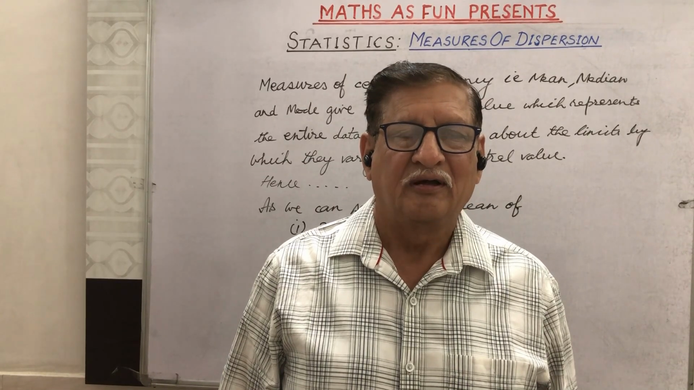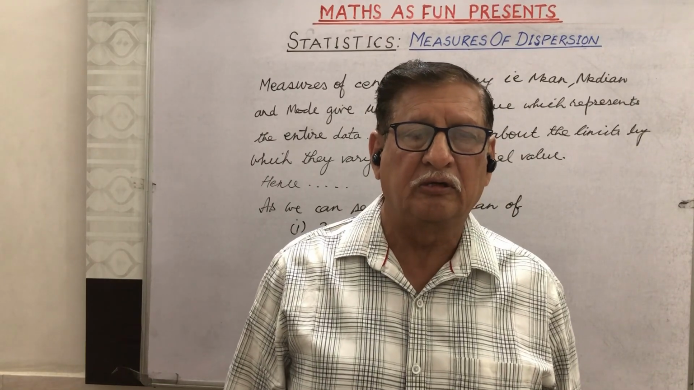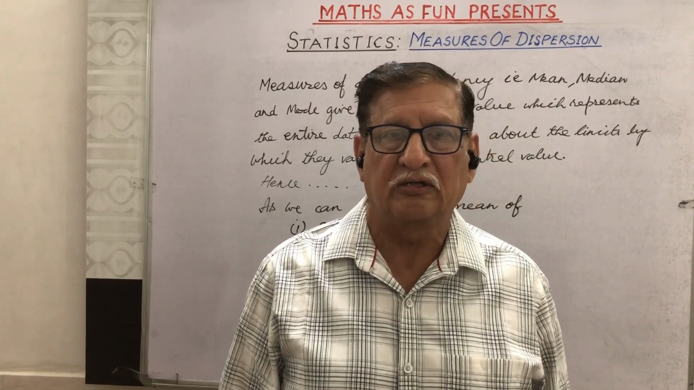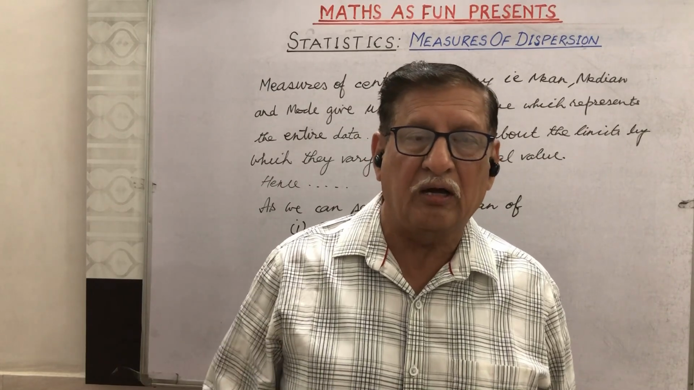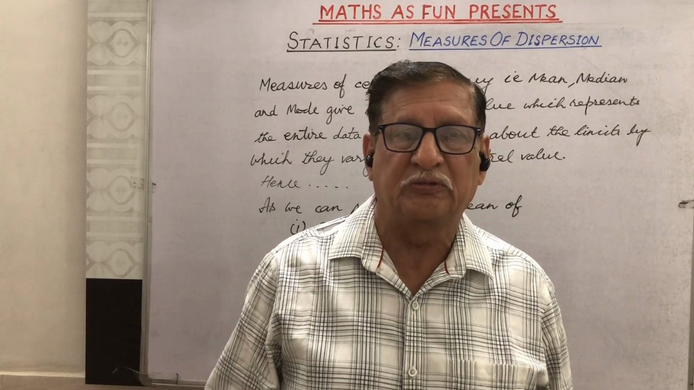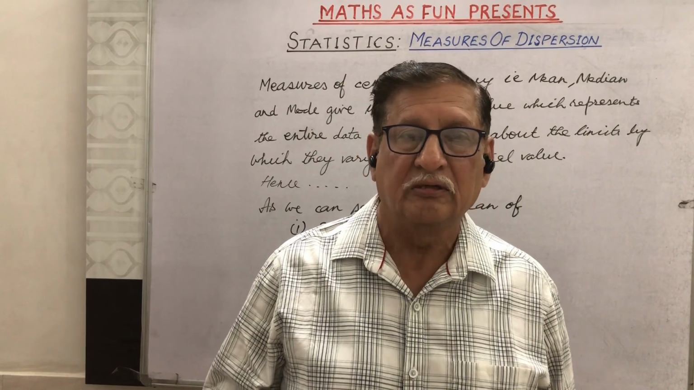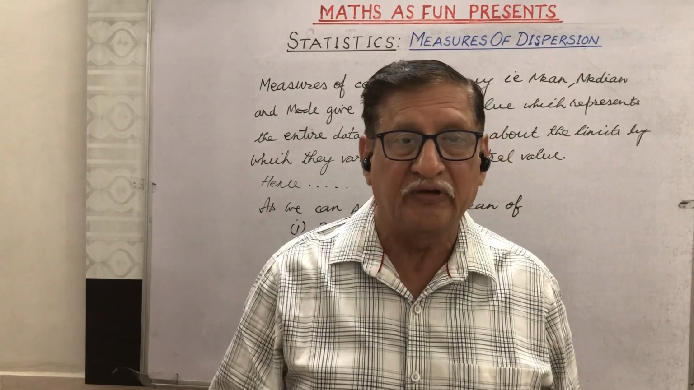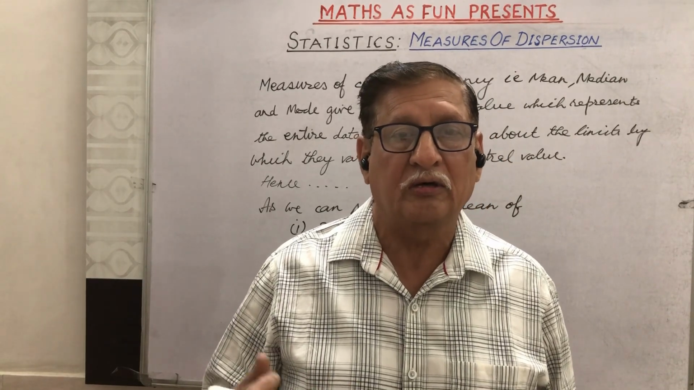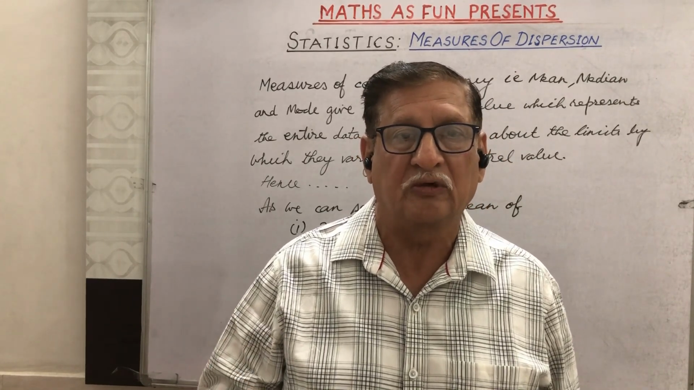Hello everyone. In the previous videos we have been learning about the measures of central tendency, that is mean, median and mode. Now we are to learn about the dispersion. What is the necessity of dispersion? What we get from it? What is the definition of dispersion? And what are the types or measures of dispersion?